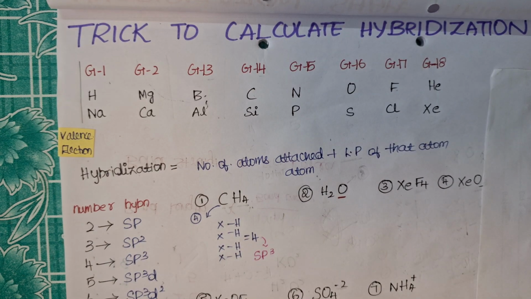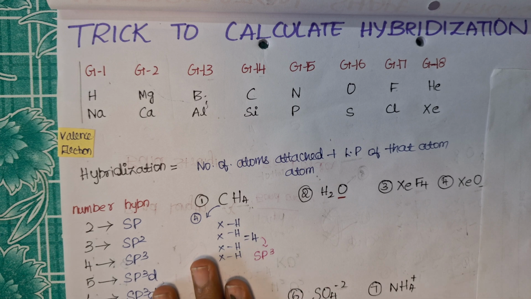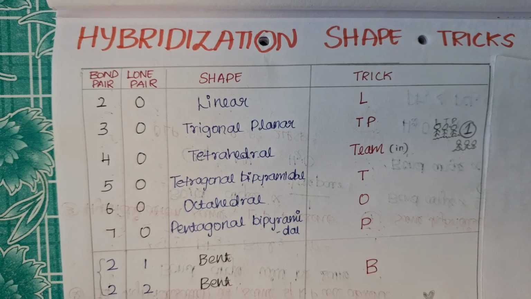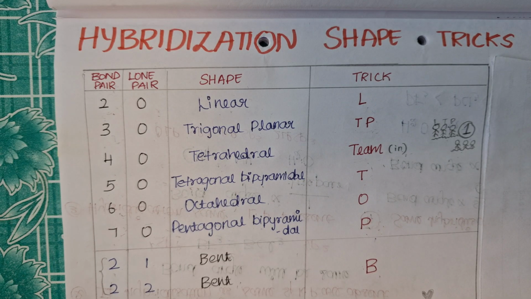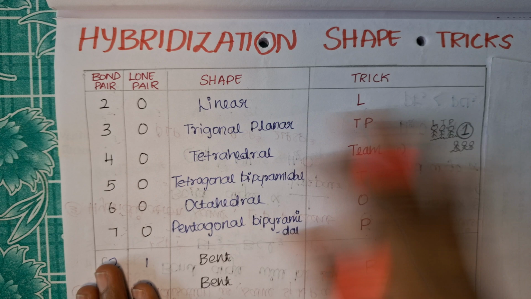If you learn this within 10 seconds, for sure you will be able to find out the hybridization of any question if they ask, okay? Also we are going to deal with your bond angle, bond strength, bond length, okay? So just listen to this video.